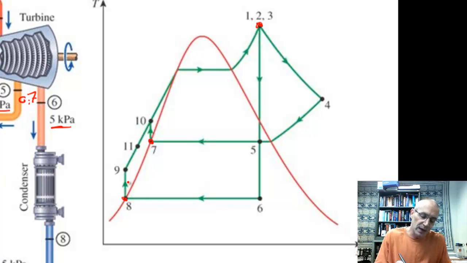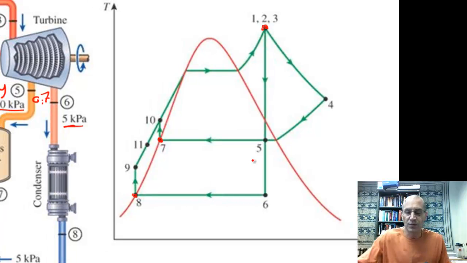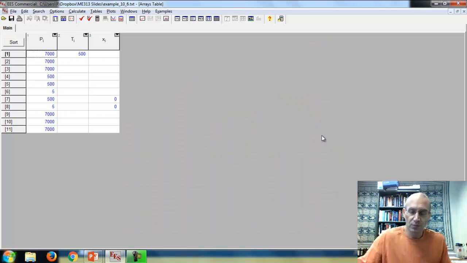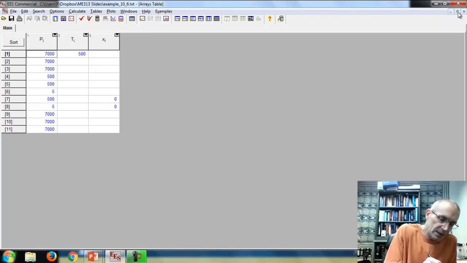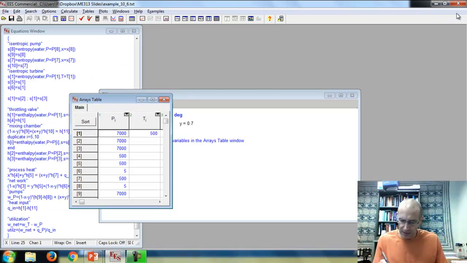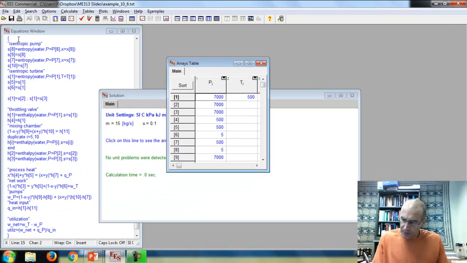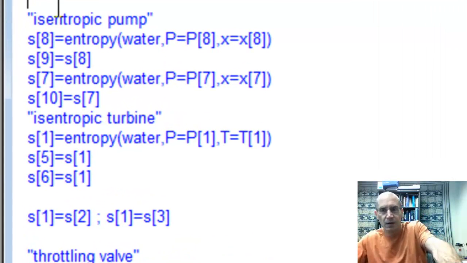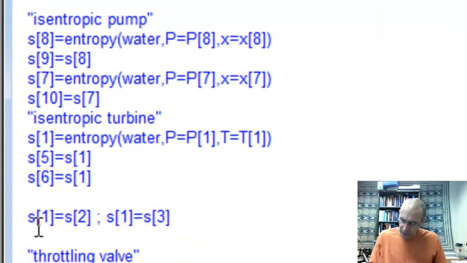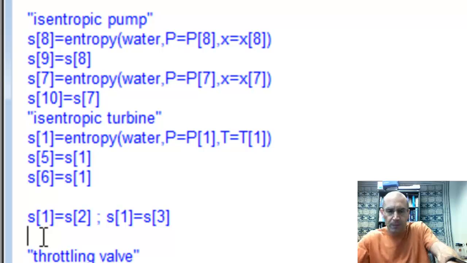Now we're going to connect these vertical lines. We're going to get 9 from 8, saying it's isentropic, 10 from 7, saying it's isentropic, and then 5 and 6 as well from saying that it's isentropic. So returning to EES, let's come down here and uncomment a few more of these lines.